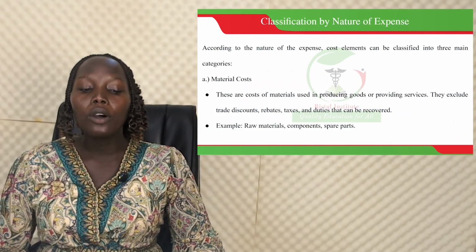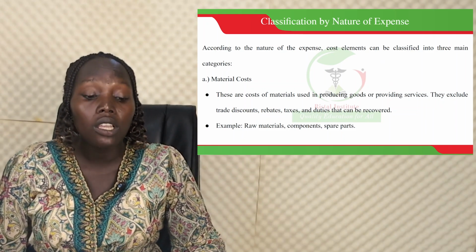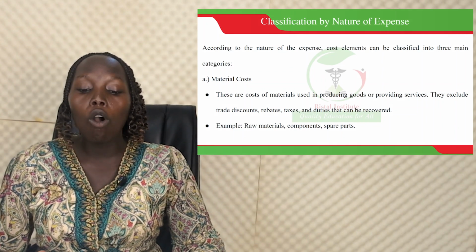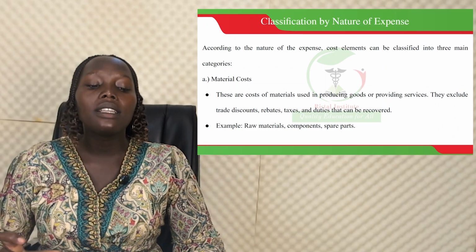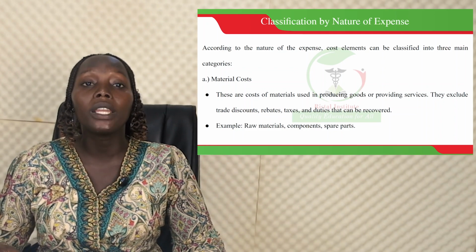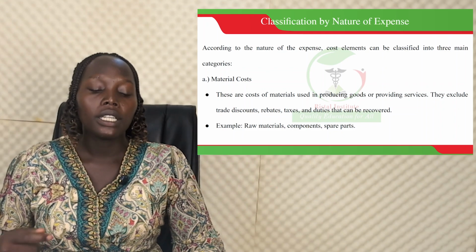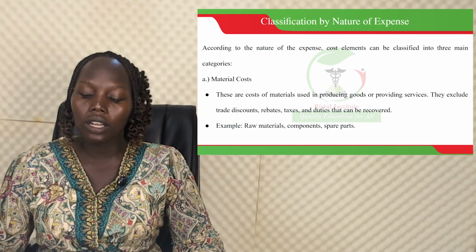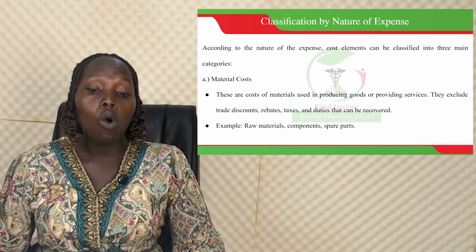Examples of material cost are the raw materials, the components, and the spare parts, the materials that are directly involved in the production processes. The raw materials are involved directly. We have the components, and then we have the spare parts. Those are examples of material cost.